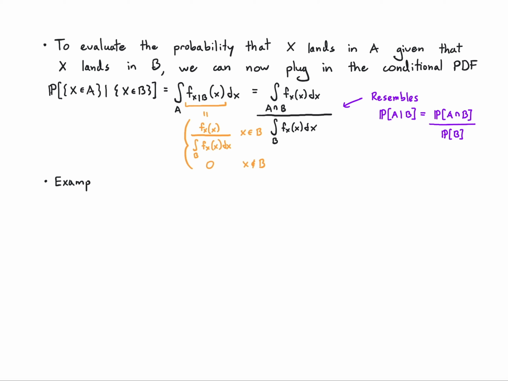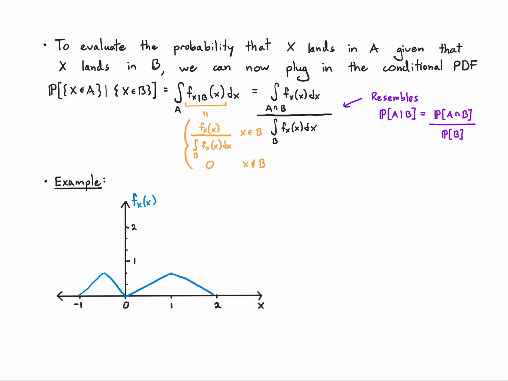Okay, let's do an example to see what this means. First, I'm going to draw a PDF. I'm not going to specify it in terms of an equation. I'm just going to draw some triangles, and we'll use our old half base times height to get areas. So let B be the set 1 to infinity. I want to work out the conditional PDF of x given B.